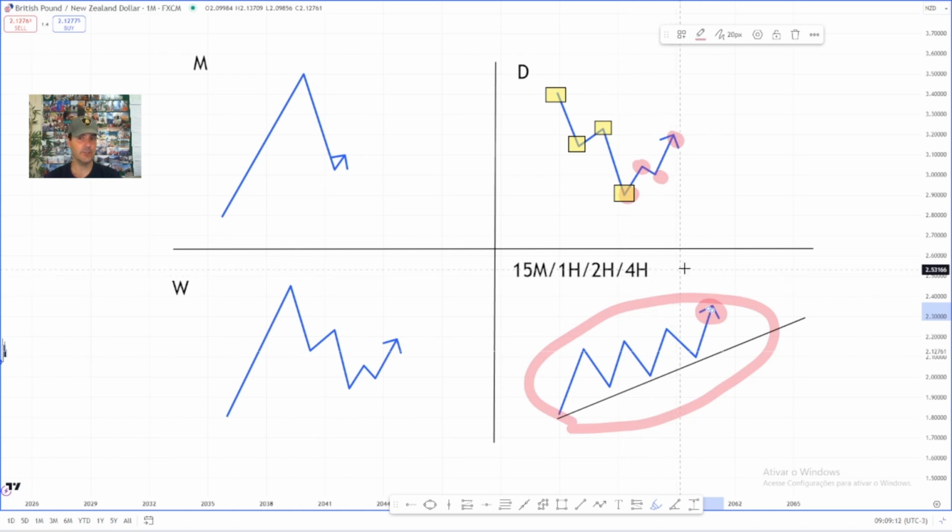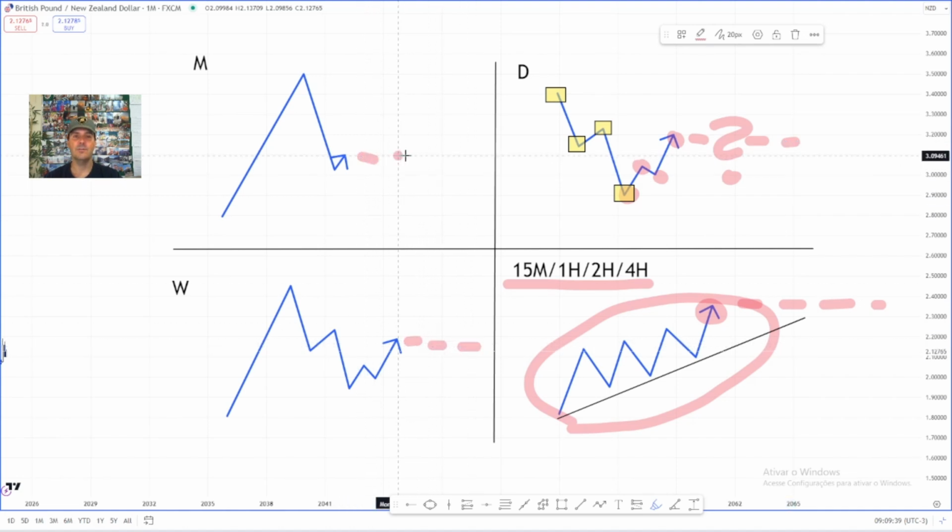Now, step by step, I want you to understand that what you are seeing on the smaller time frames has a different meaning on the higher time frames. If I'm here on the 1 hour, 2 hour, 15-minute chart, I'm here on the daily, I'm here on the weekly, and I'm here on the monthly. Alright? Homework. Study the multiple time frames.